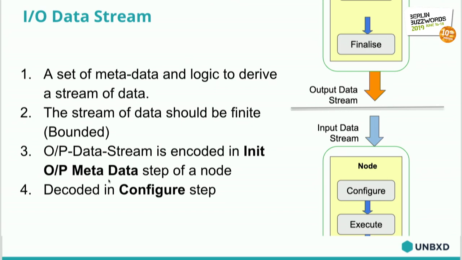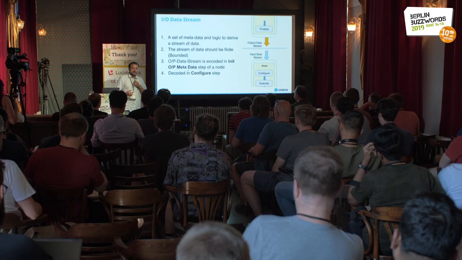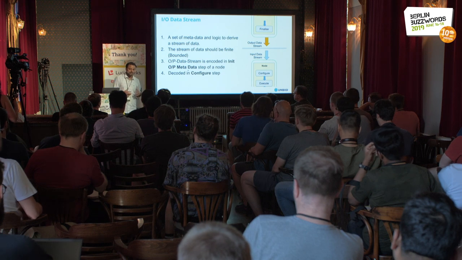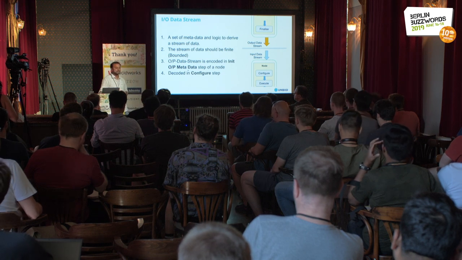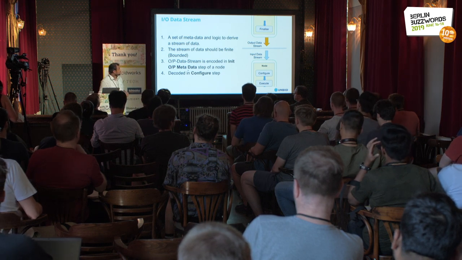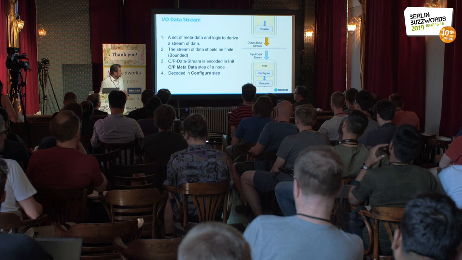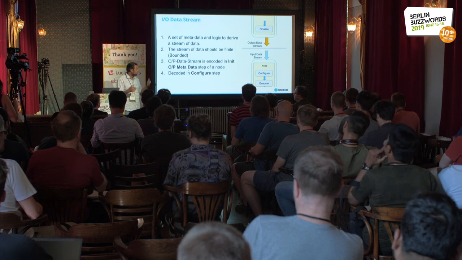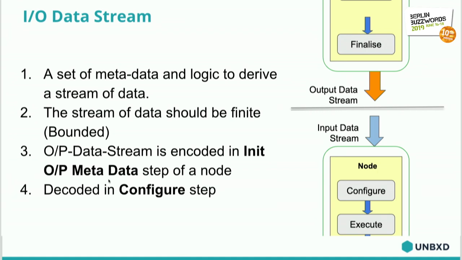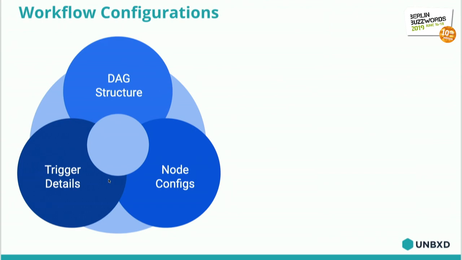There is another advantage with passing on metadata: it can be checkpointed as well. In case some kind of hardware failure happens, your workflow just wakes up and can simply start off from the last node that had executed. So the output data streams are encoded in the third step, which is the init output metadata step of a node, and decoded back in the configure step.